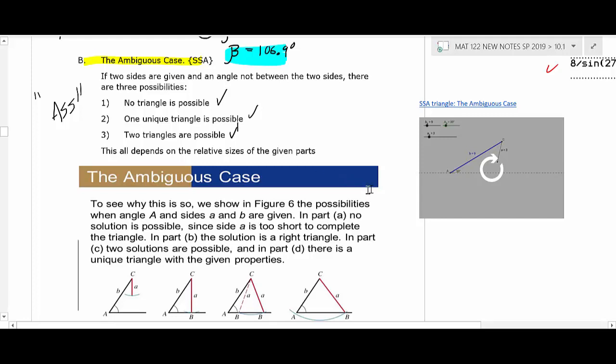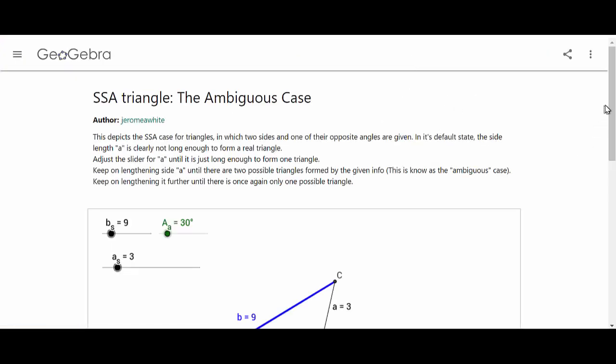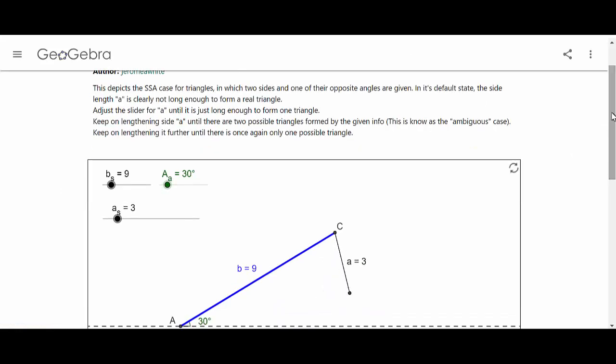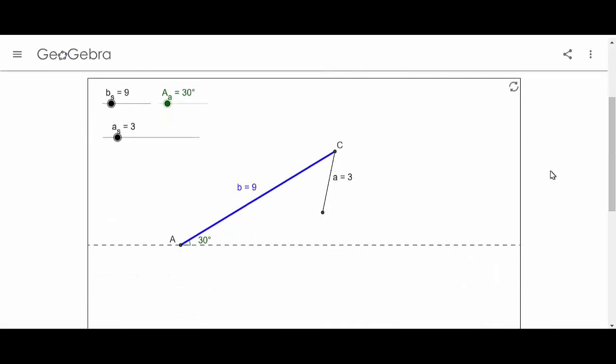To show you this, I'm going to open up this applet here, and let's see if this will show it the way I want it to. So here's the idea. You have a side, and you have another side, and then you have an angle. It all depends on how these things relate to each other.